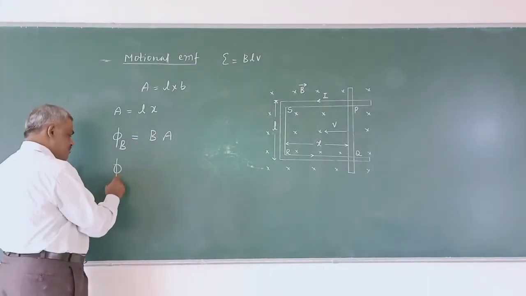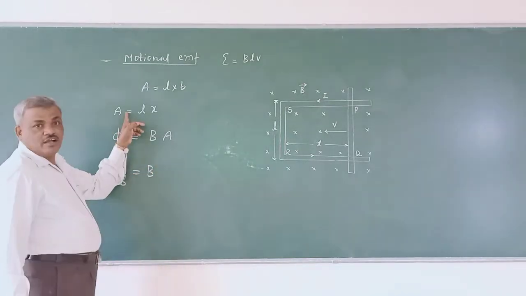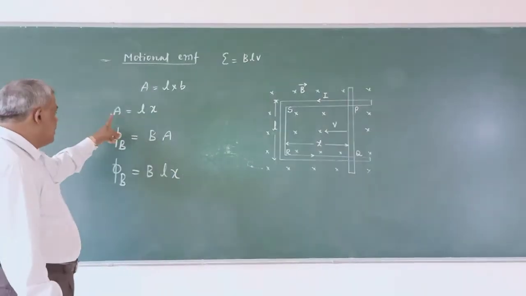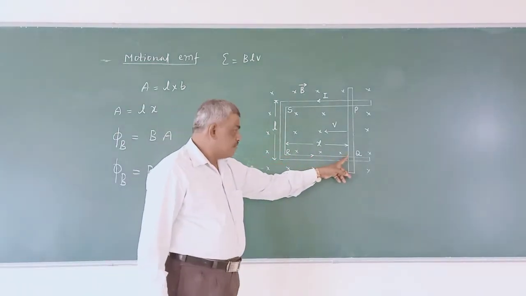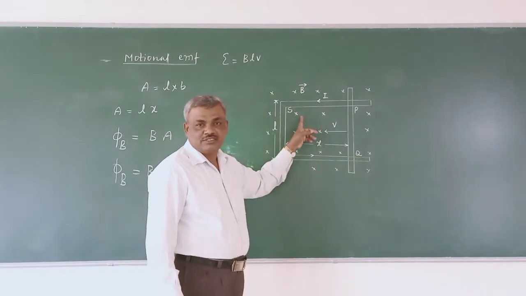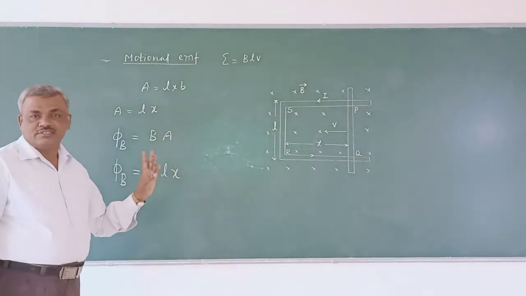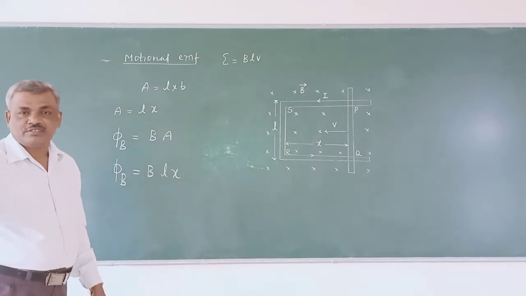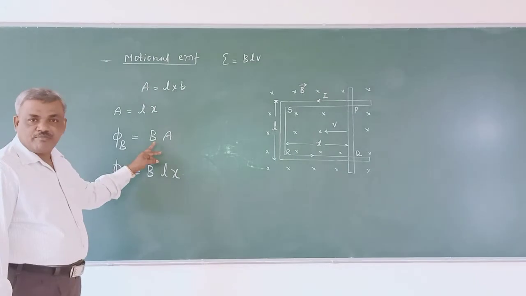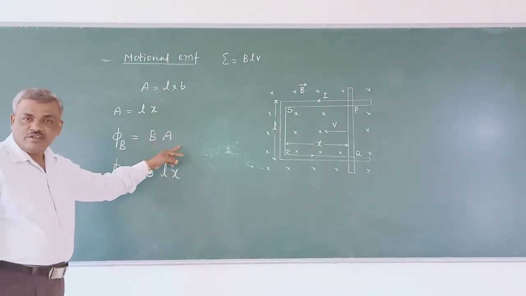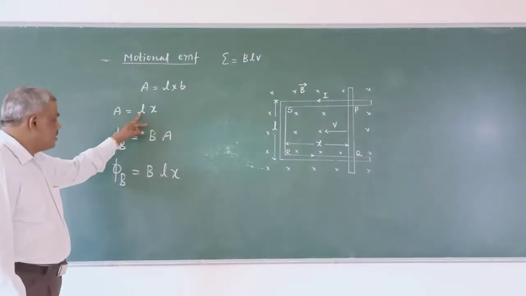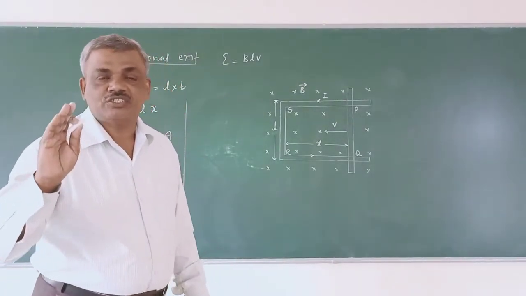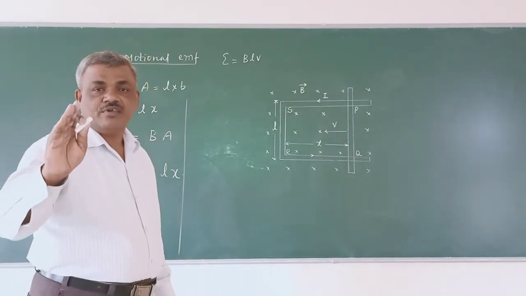Now the area covered by the conductor is Lx, so the magnetic flux enclosed by the loop PQRS is phi B equal to BLx. How do we know this formula? Go to the basic definition of magnetic flux: it is the scalar product of magnetic field and area, phi B equal to B into A, where A equals Lx.